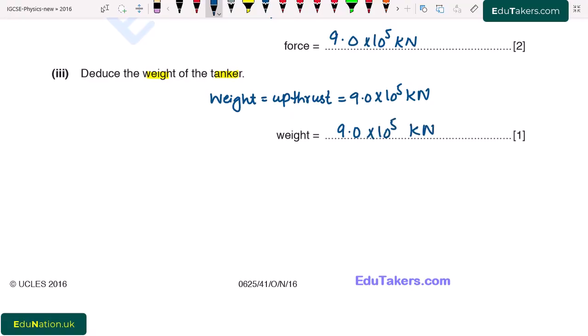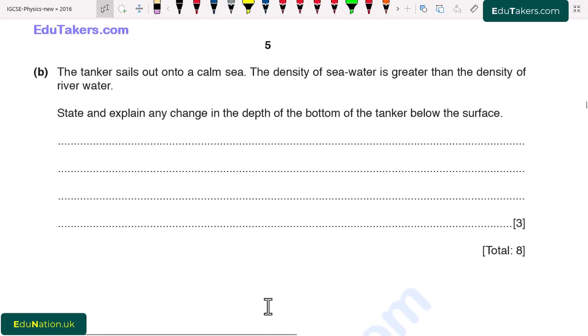Going towards the next part. Part B. The tanker sails out on a calm sea. The density of sea water is greater than the density of river water. So here it is given that density of sea water is greater than the density of river water.